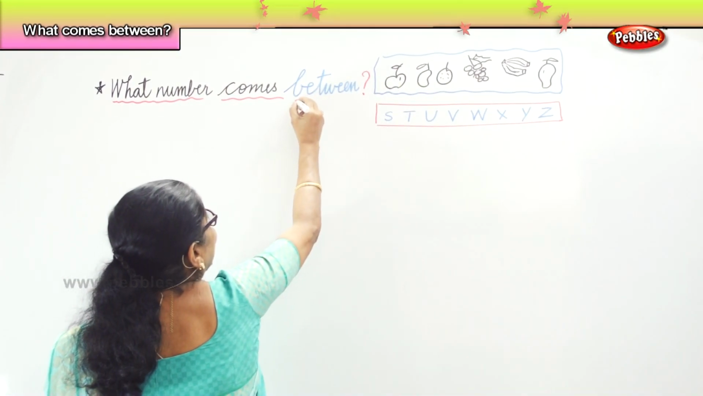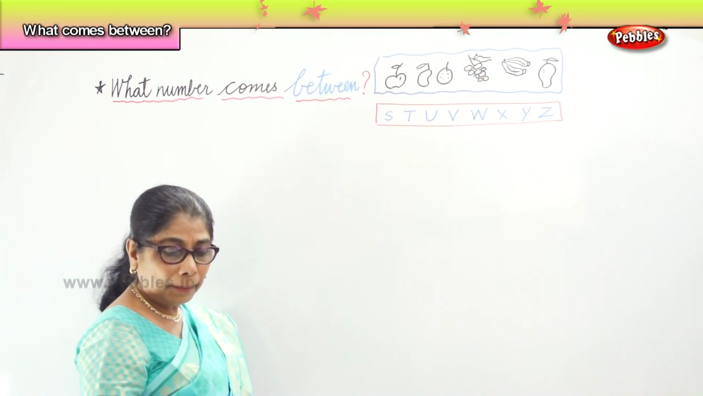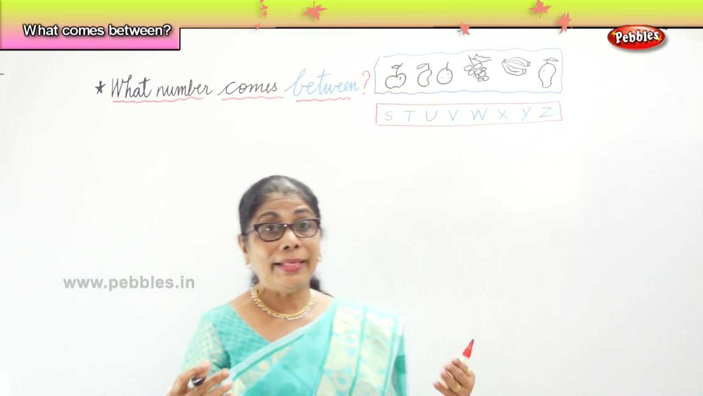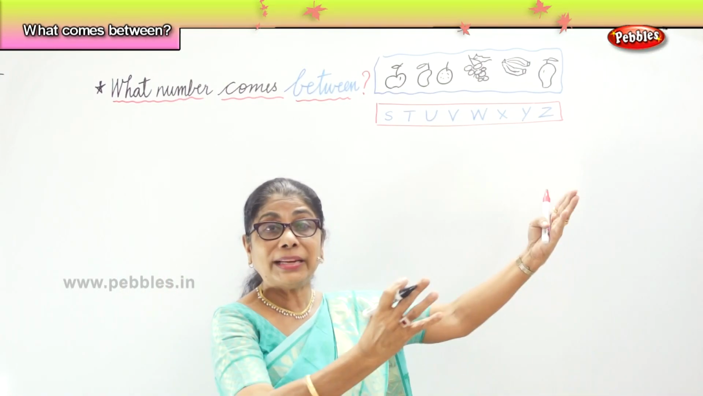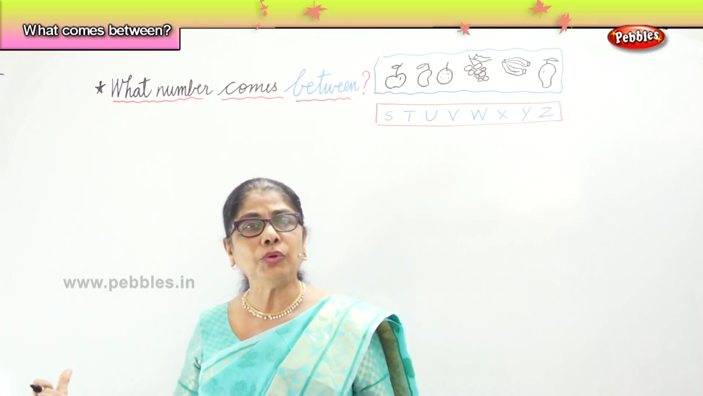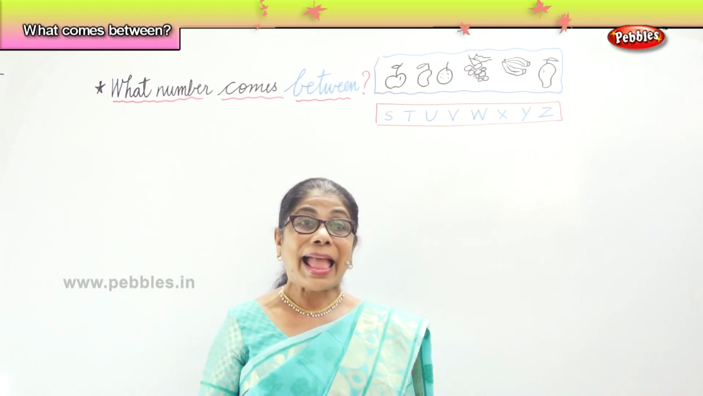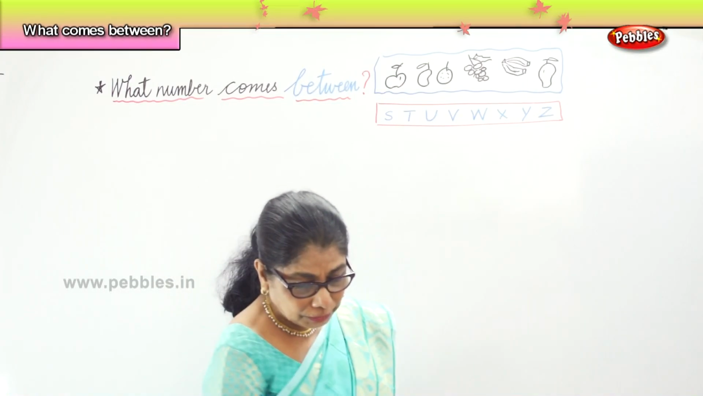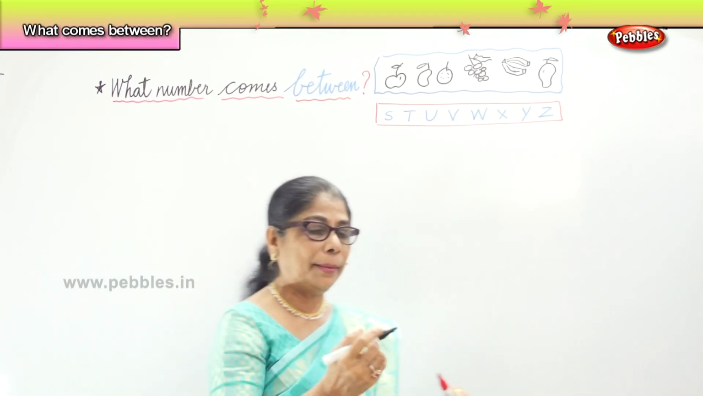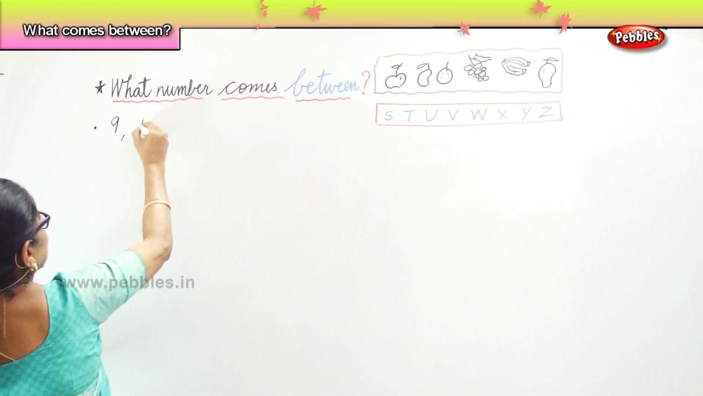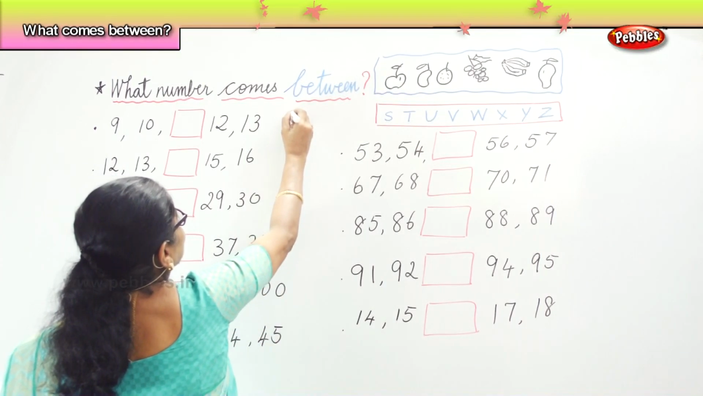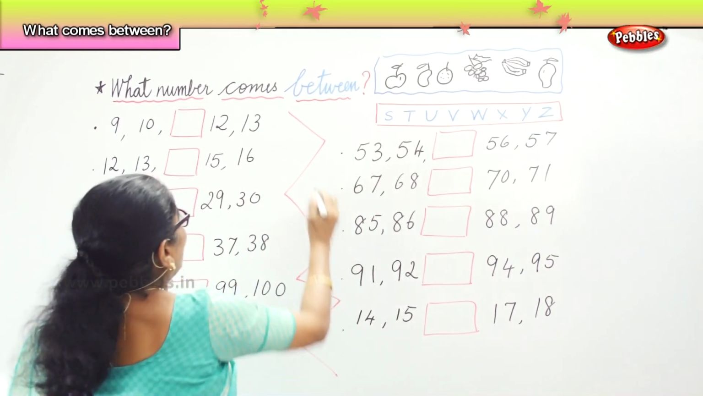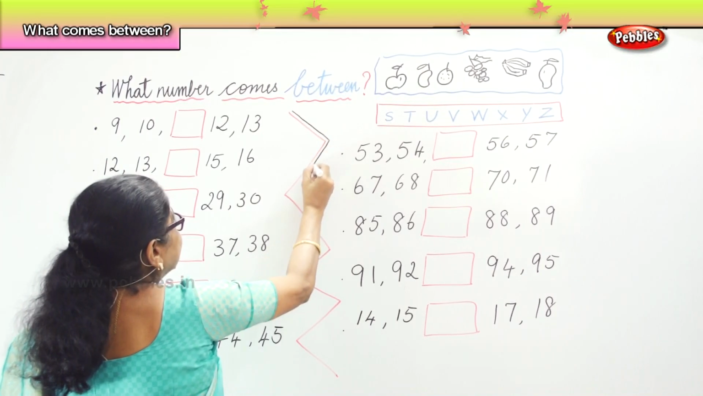So we are learning what number comes between. We learned fruits, we learned letters. But now I'm going to ask you what number comes between, having learned the numerals 1 to 100, forward writing, counting, backward counting, writing. Now I'm going to give you a small exercise for us to recollect and remember what number comes between. I'm going to give you two numbers. You find the between number. You're going to find out what number comes between.